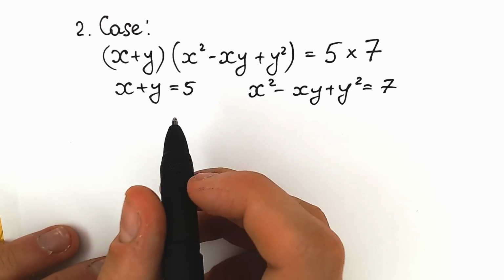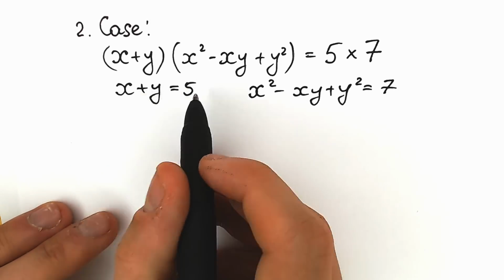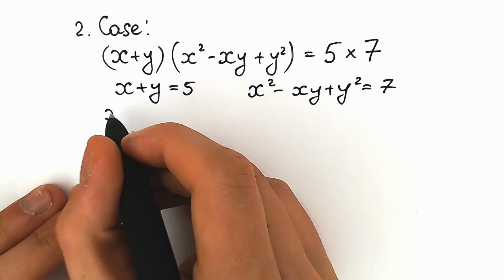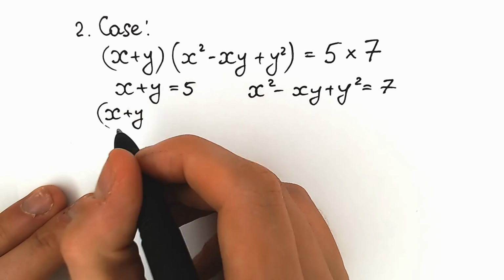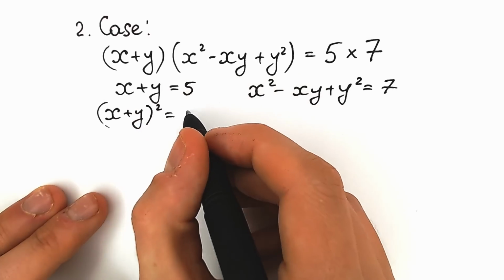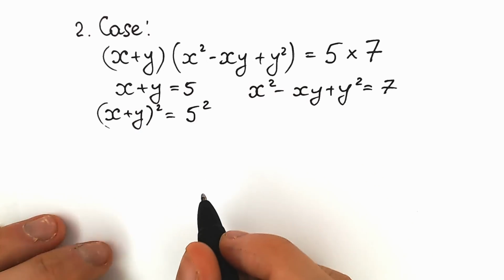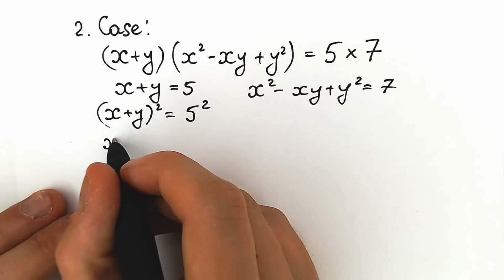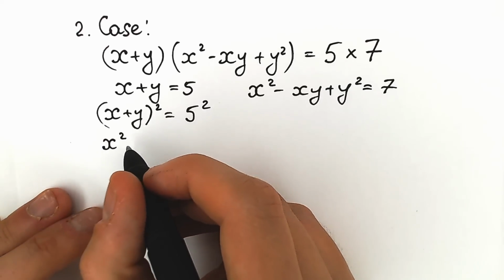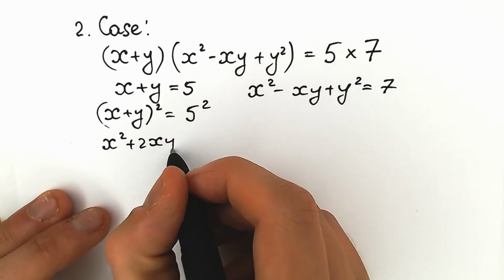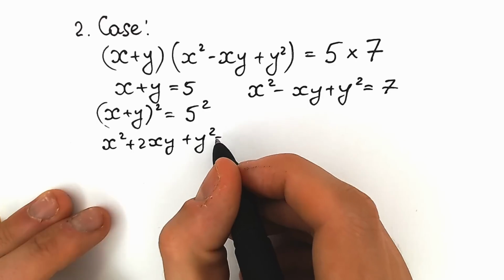Absolutely with the same algorithm. Let's square both sides in this first equation. So as a result, we have x plus y, we squared our left side, equal to 5 squared. Okay, and as a result, what do we have right here? x squared, plus 2xy, plus y squared equal to 25.